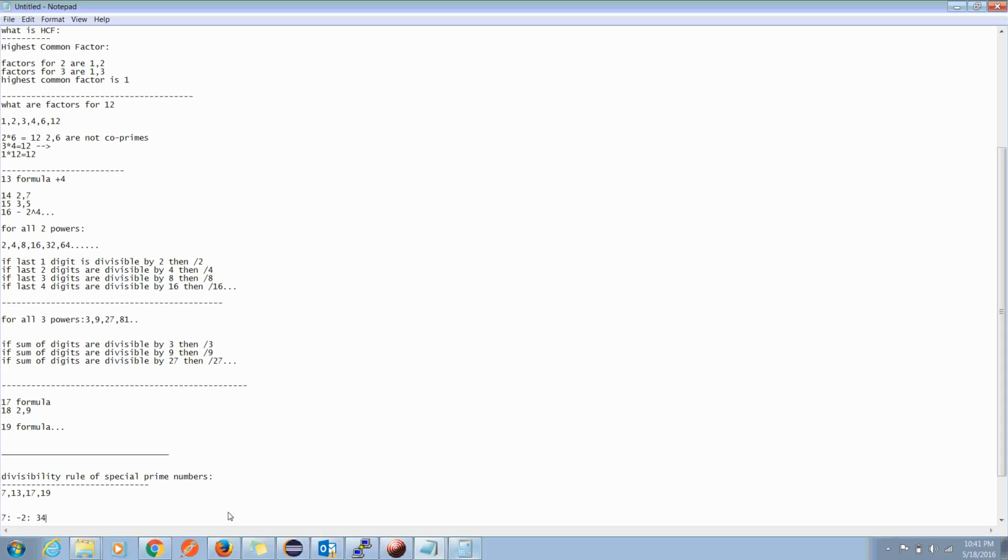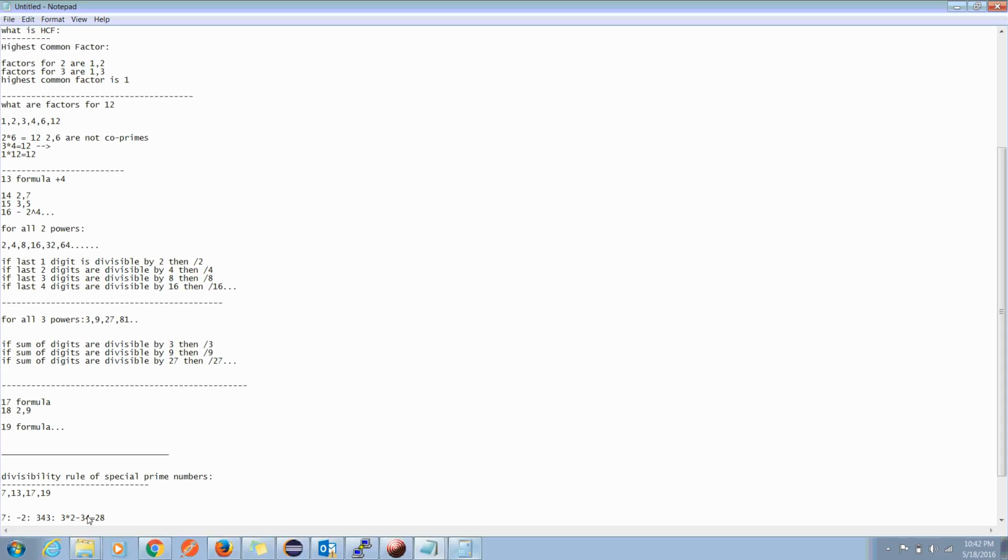Take 343 as an example. Check what the last digit is. The last digit is 3. Multiply the last digit by 2: 3 into 2 is 6. You have to subtract that 6 from the remaining number. The remaining number is 34, because we are removing the 3. Subtract 6 from 34, that is 28, which is divisible by 7.